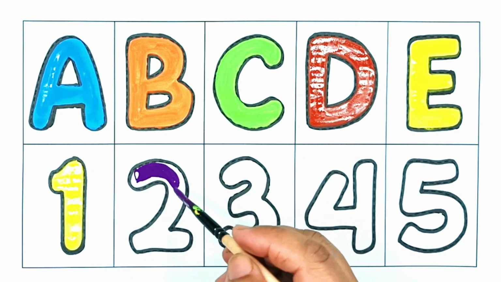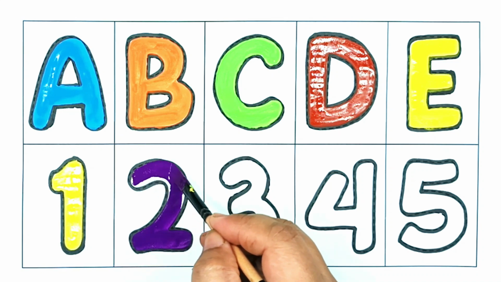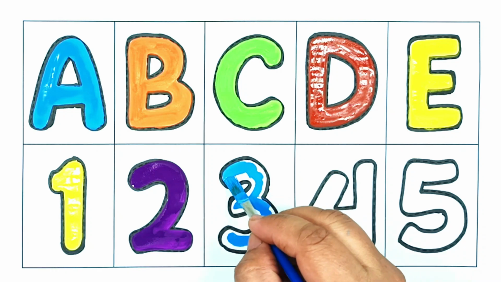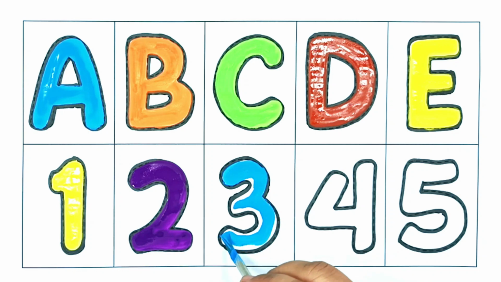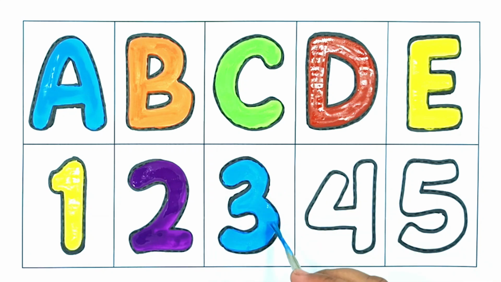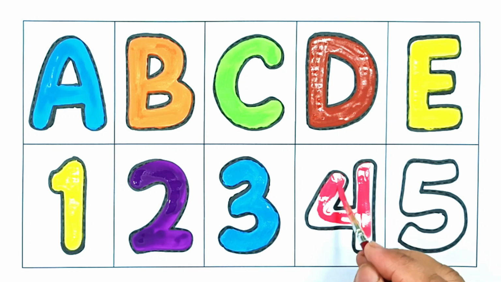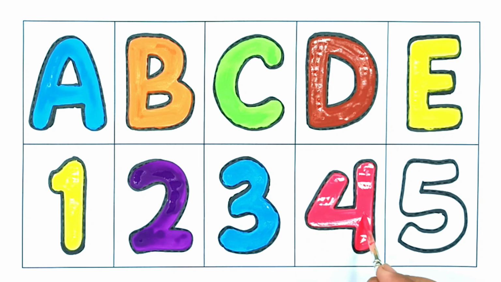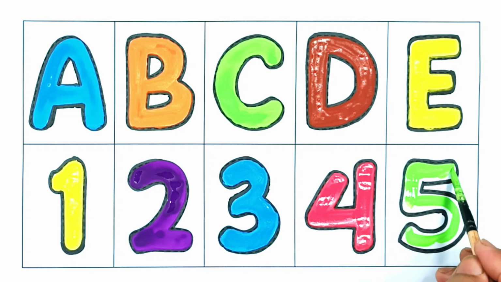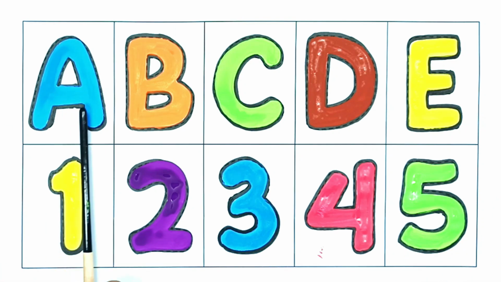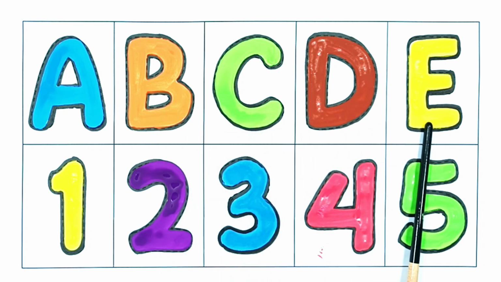1. 1. 2. 2. 3. 3. 4. 4. 5. 5. A, B, C, D, E. 1, 2, 3, 4, 5.